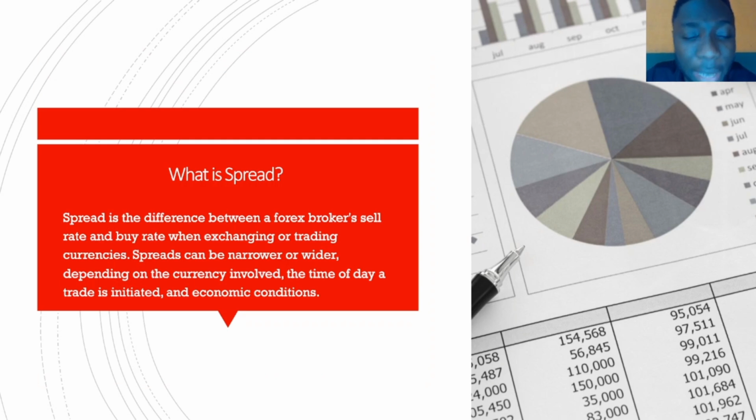So what is spread? I was talking about this spread when I was talking about brokers. When you really get to feel your broker is during the spread. Spread is the difference between the forex broker's sell rate and buy rate when exchanging or trading currencies. I don't know if you've downloaded your MetaTrader 4 and 5, this is a check for you. When you open any pair, GBP/USD or EUR/USD, and open the chart, you will see something like an oscillator, green, or I don't know how it's going to look on your own chart.